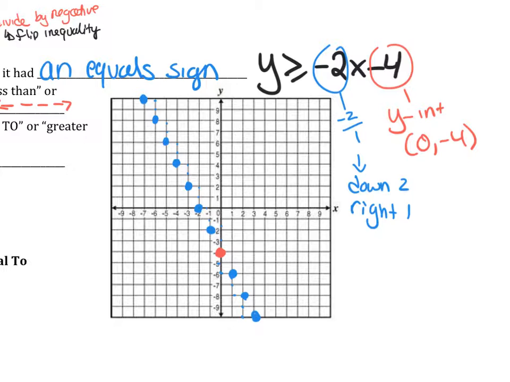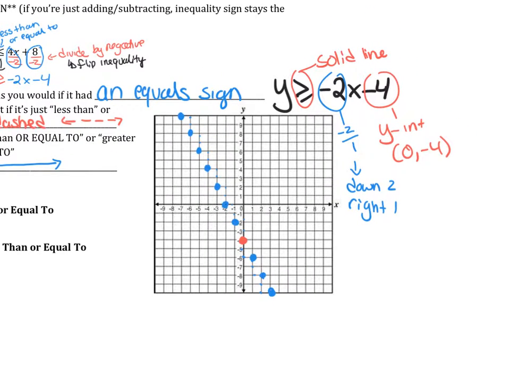Okay, and then since the inequality sign is greater than or equal to, we have that solid line underneath. This means we would connect our dots with a solid line. So you connect your dots, solid line, and when we are doing inequalities, it's very important that you have your line go all the way through the coordinate plane.